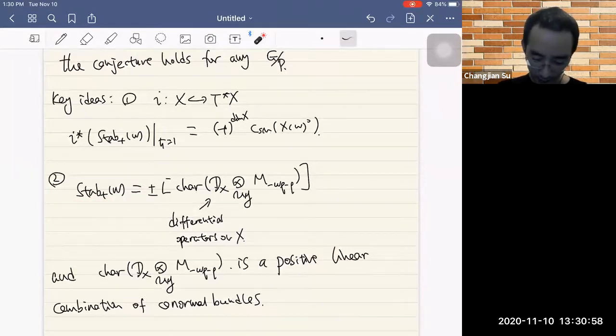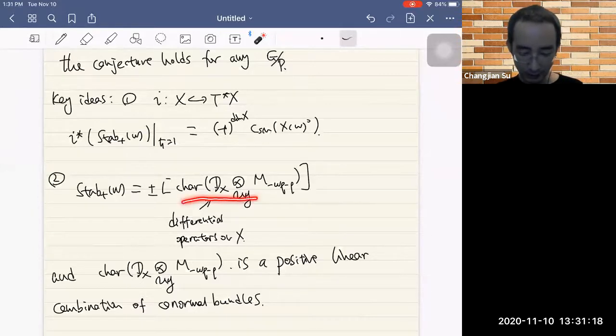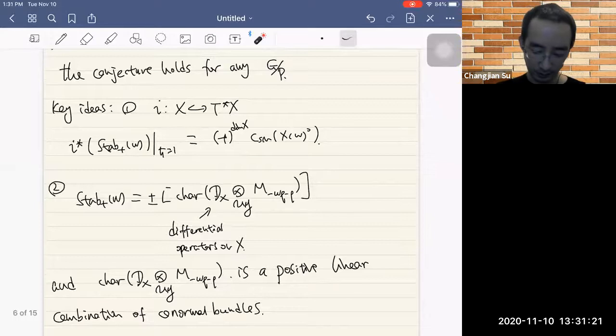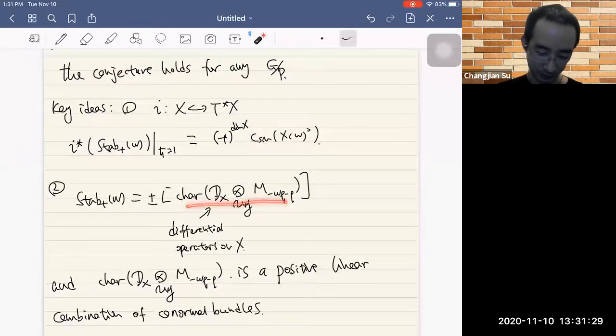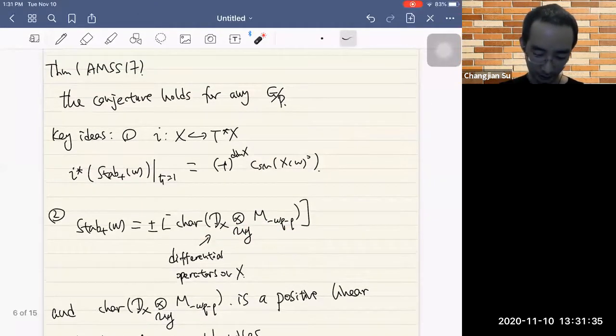So the characteristic cycle of a D module is always a positive linear combination of the conormal bundles. So we will have some positivity here, and we can use this positivity to prove the positivity for this class. But it's not a very simple way. There is still some work to do. If you pull back some effective class to the zero section, you may not get an effective class. But the key idea is just to use the positivity of the characteristic cycle of the D module.